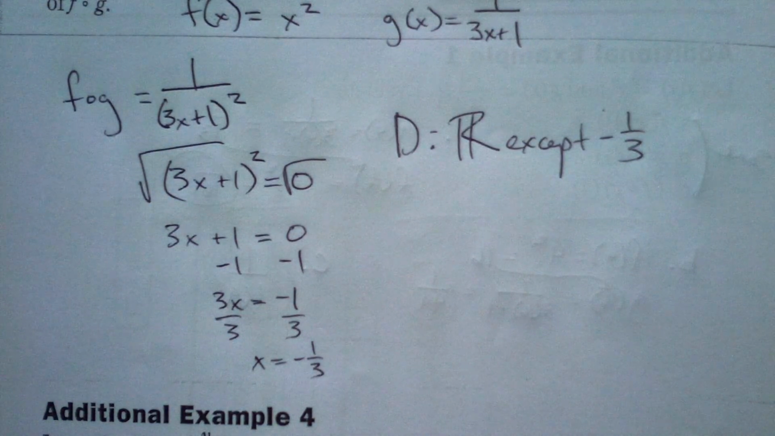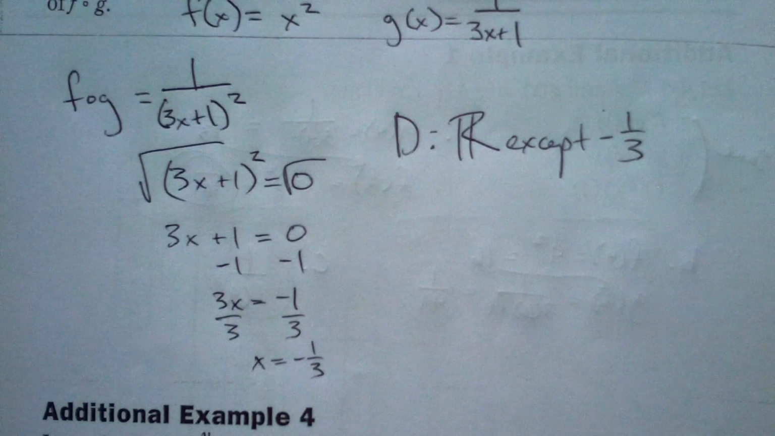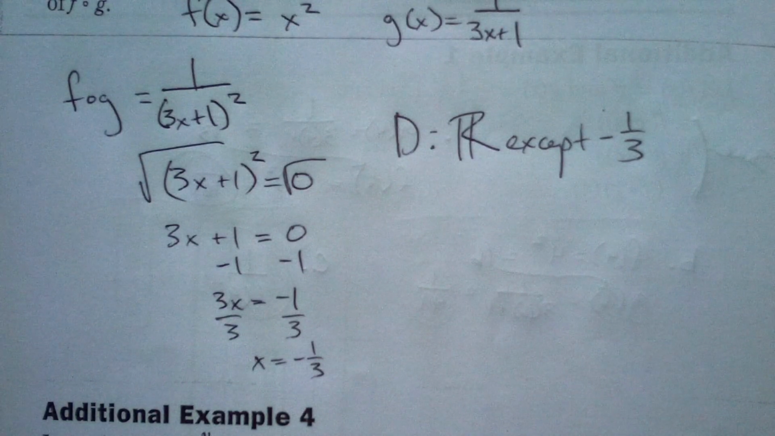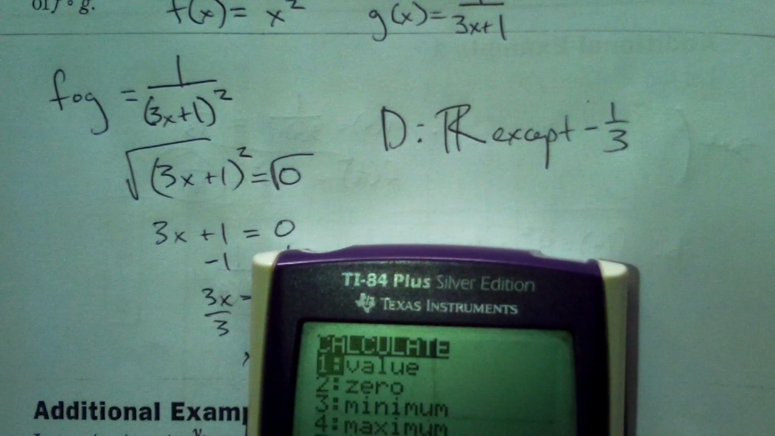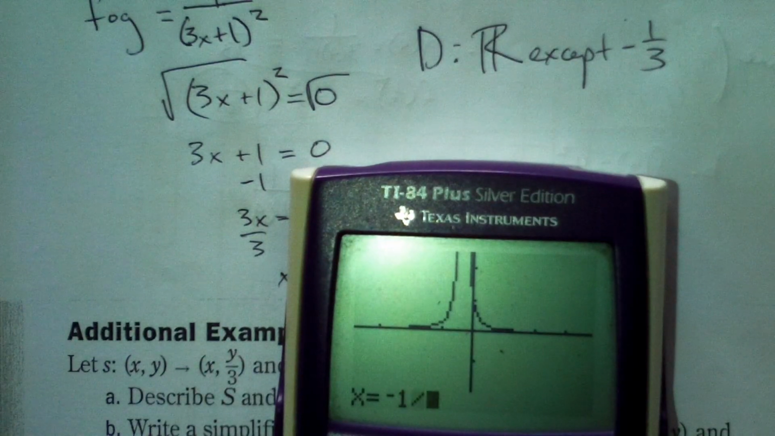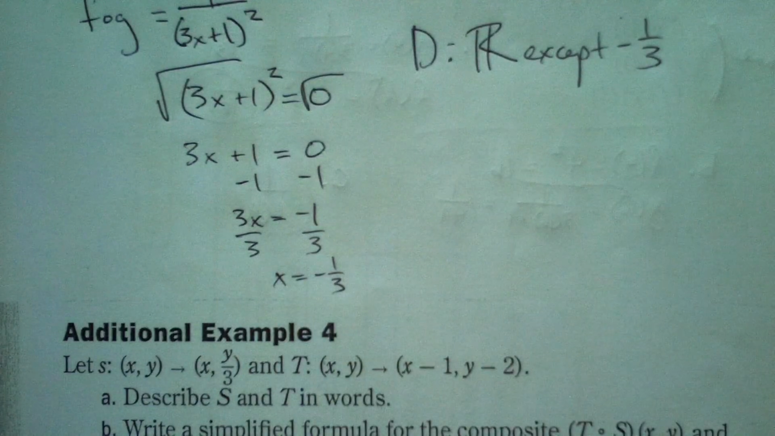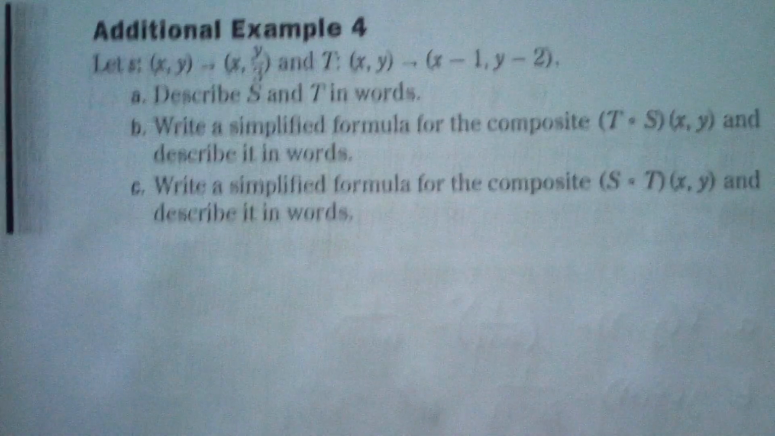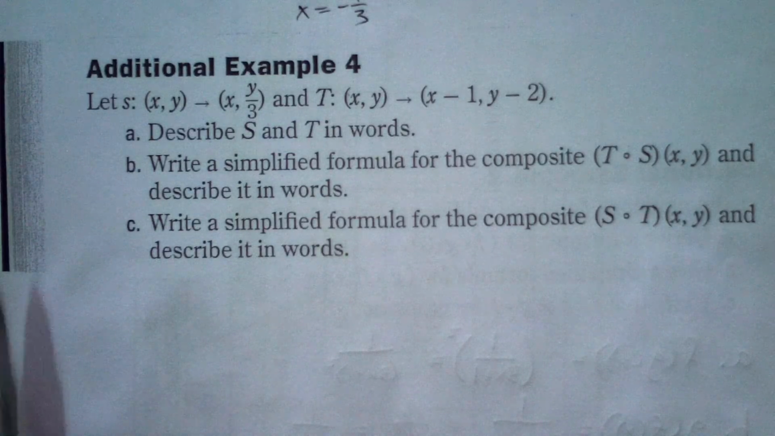All right, and then it says write a simplified formula for the composite of T composite S of X, Y, and describe it in words. Okay, so that would just be combining those movements together into one. So if it's T composite S of that ordered pair X, Y, we're going to plug that stuff in and figure out what our new ordered pair would be here. We're starting with the S, or our scale change movement, which was nothing for the X, and then the Y divided by 3. So we put that in to this one here.